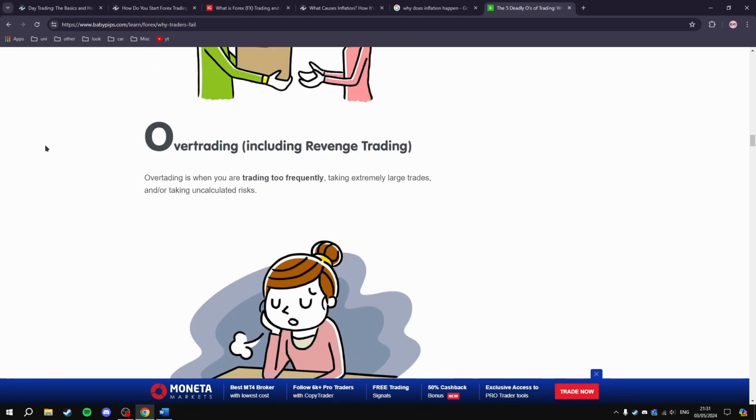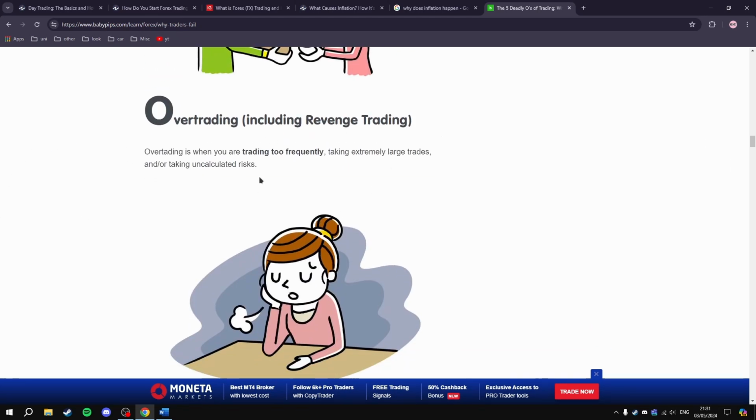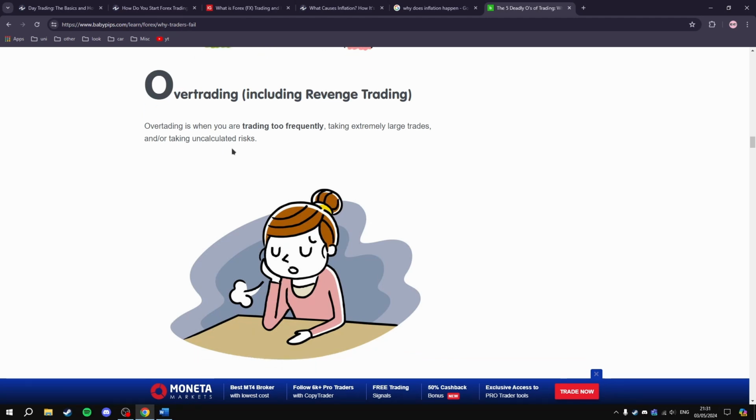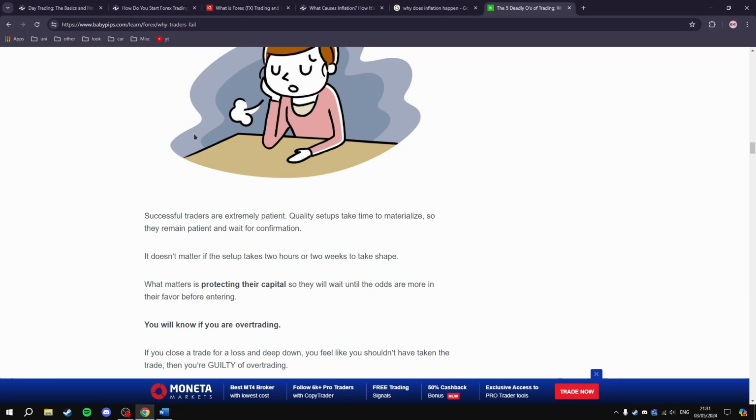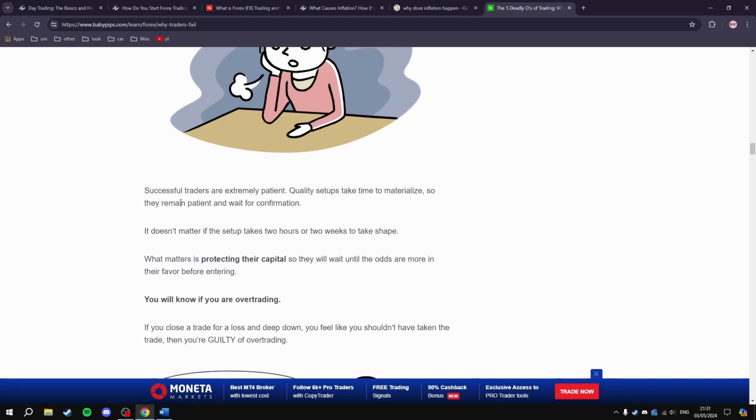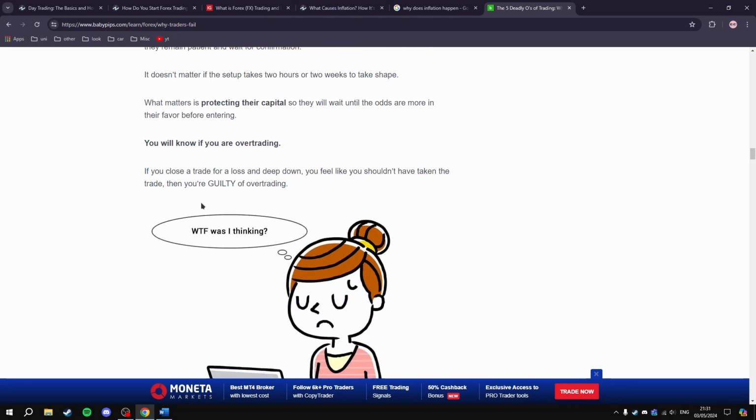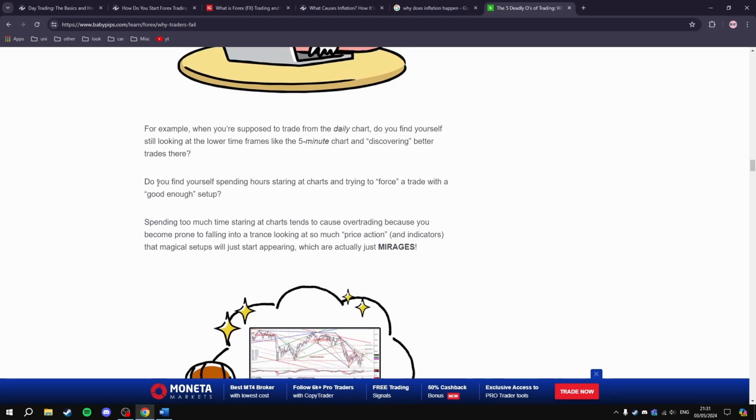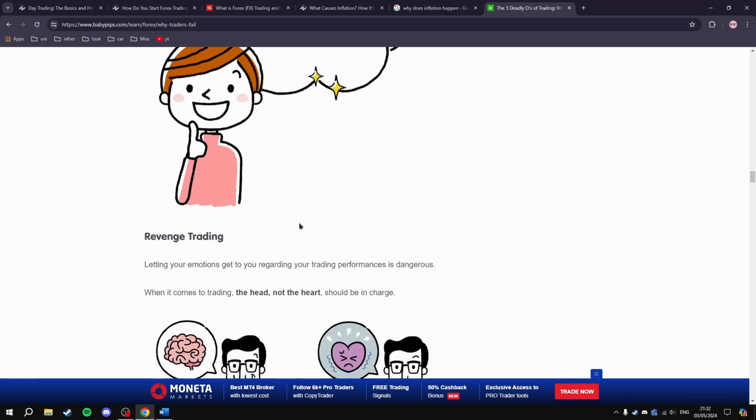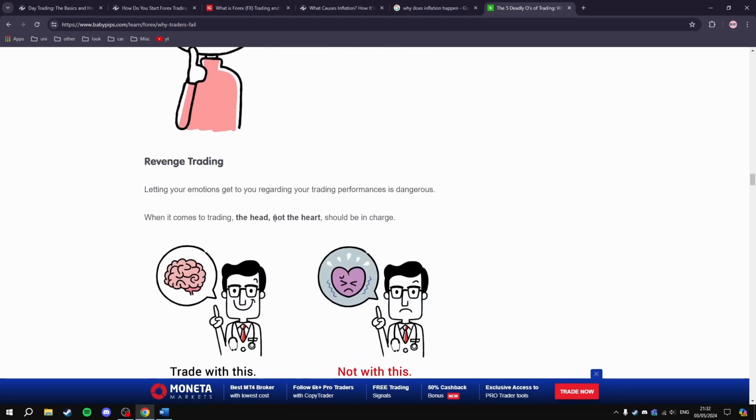So yeah, we went through overtrading, including revenge trading. Overtrading is when you trade too frequently, taking extreme large trades, and or taking uncalculated risks. Successful traders are extremely patient. So what matters is protecting your capital when you trade. So they'll wait until the odds are more in their favor before entering, and you will know if you're overtrading.